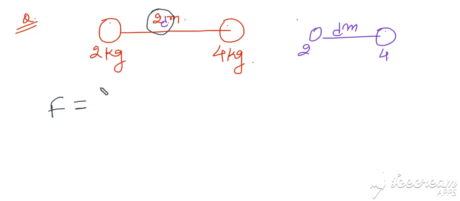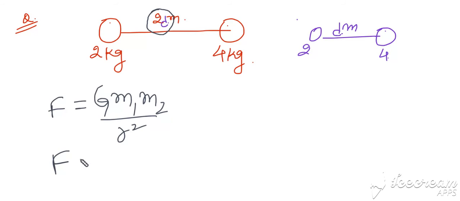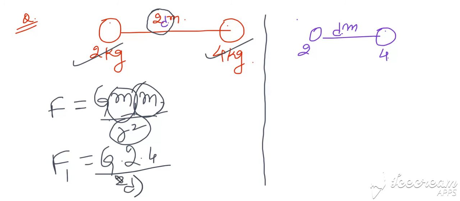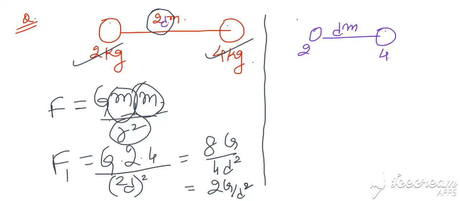We have the very first expression for the force according to the universal law of gravitation, G m1 m2 by r square. So F will be equal to, let us say F1 because I am finding the force in the first situation, and that will be G. What is m1? It is 2. m2 is 4, so it will be 2 into 4 by the square of the distance. So it will be 2d whole square, and that should be 8G by 4d square, and that will be 2G by d square.